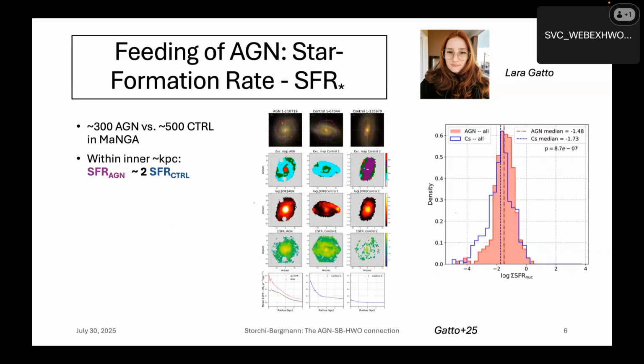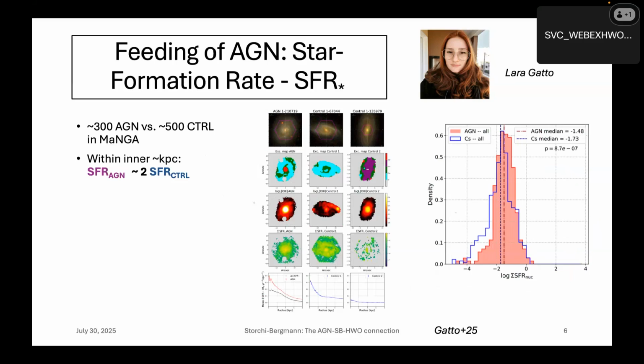Okay. So one result that we found is that within the inner kiloparsec, the inner part of the galaxy, we find the star formation rates in AGN stronger than the star formation rate in the controls, about 2 times stronger, the mean actually.